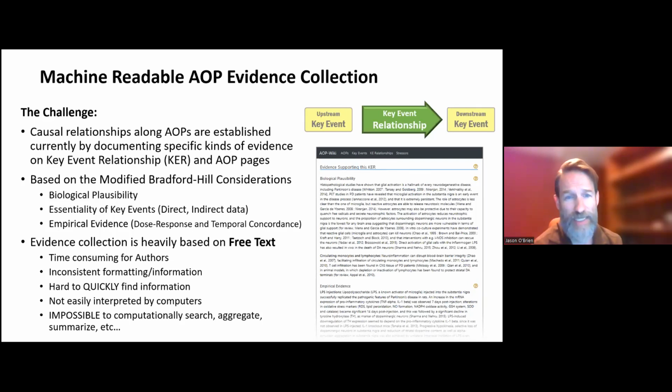And as you can see, it's very heavily based on free text. And there's a few problems associated with this. It's very time consuming for AOP developers, authors to collect their information and document information in this fashion. There's a lot of inconsistencies about how the information is documented across all the different AOPs. And this makes finding this information very difficult for anyone who wants to use it. It's not easily interpreted by computers in this fashion, and this makes it impossible to computationally search and aggregate and summarize this information. And so this is a bit of a challenge with this dual presentation of information that we want for AOPs. We want all of the information about the evidence, and we want to know what papers and how confident we are in it, but we also want to summarize this in a very easy to understand way for potential end users. And so next slide, please.